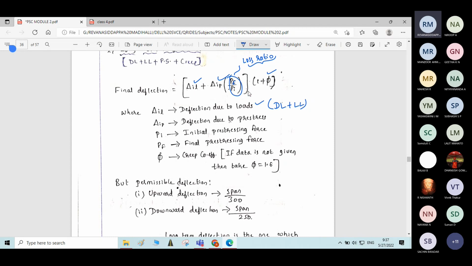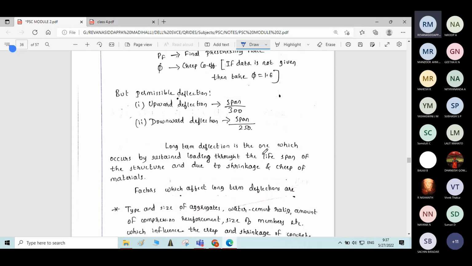In the problem, you need to find the long-term deflection using this formula. And there are permissible limits of deflection which are specified in the IS 1343 code book. Upward deflection should not cross span by 300, and downward deflection should not cross span by 250.